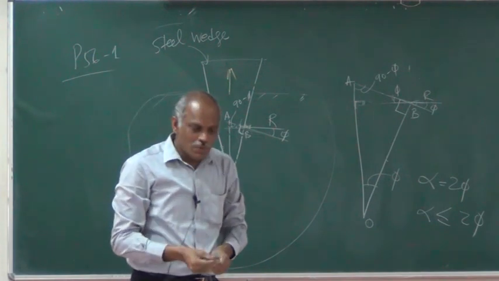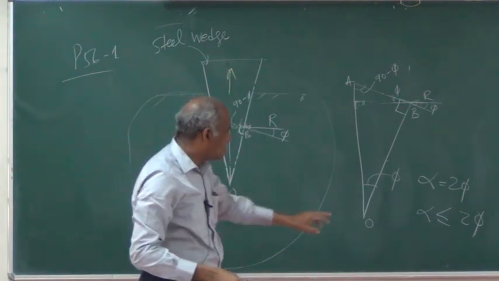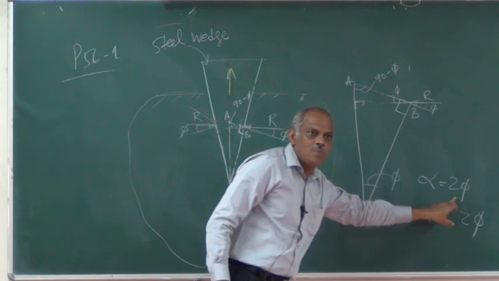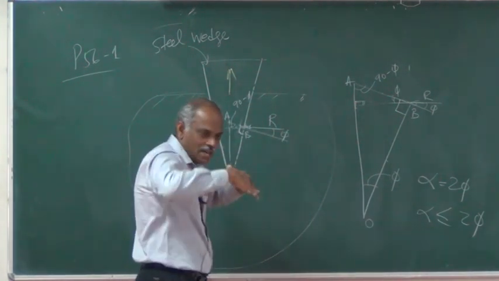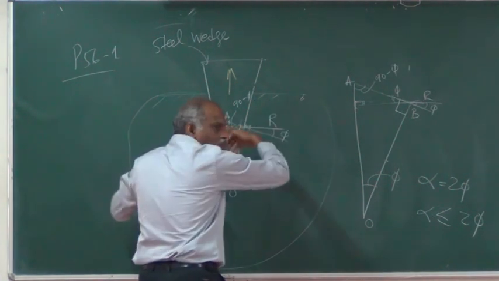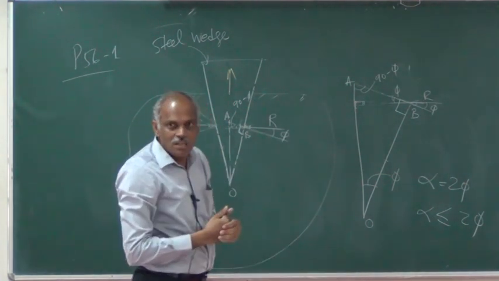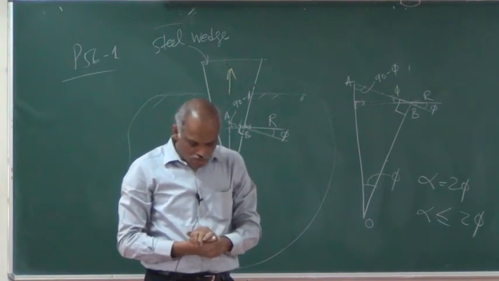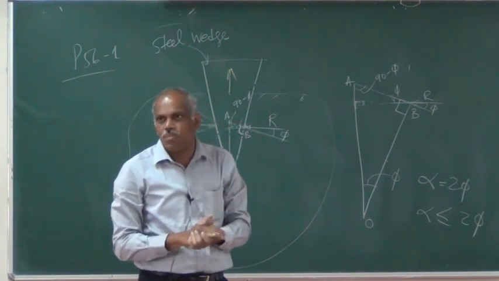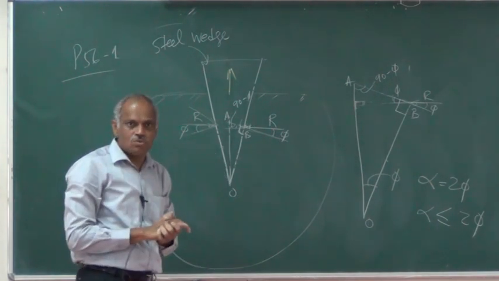Okay, so you can see that it has to be not only equal to 2 phi, it should be less than or equal to 2 phi. The reason is that the reactions will be downwards, trying to keep this inside the wood block. Okay, so that is that problem. We will take more problems in the next class, that is tomorrow's class.